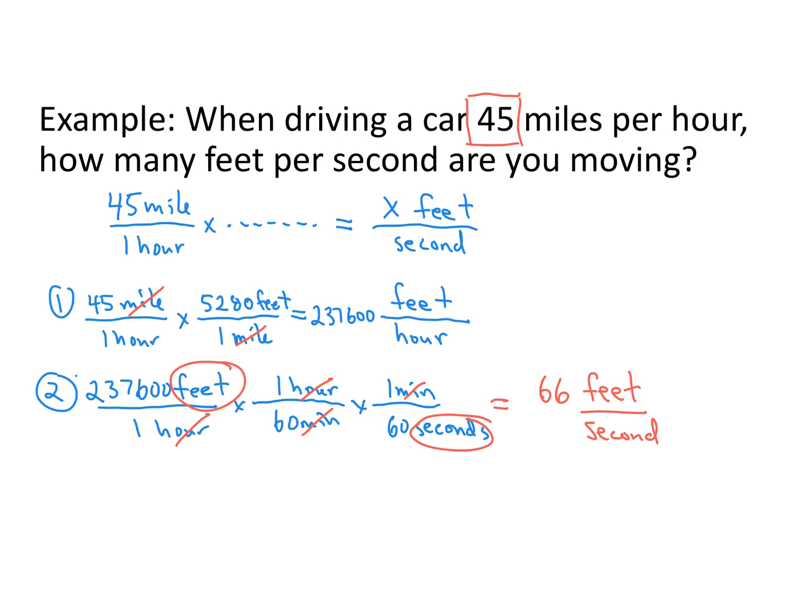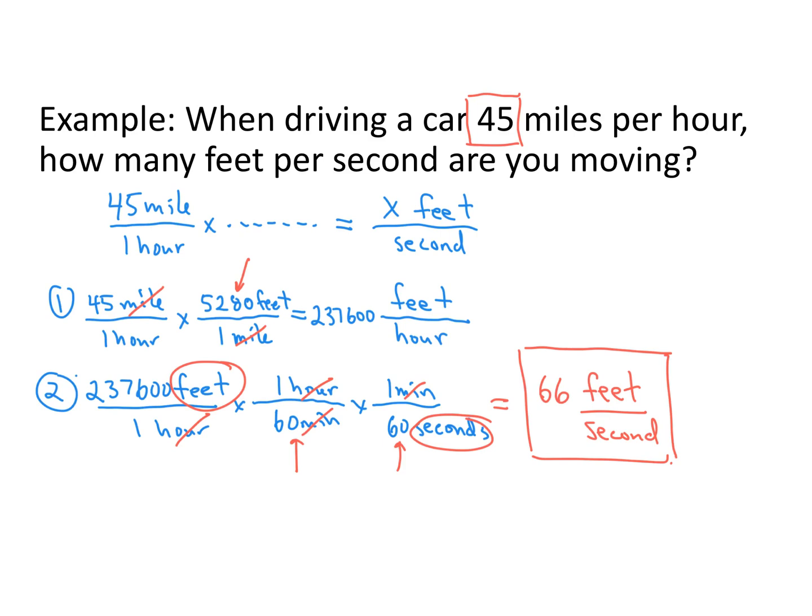So I should report the final answer, right? Multiplication and division: we want to report the answer to the number of significant figures of our least significant measurement. So 45 has 2 significant figures. I should report this answer to 2 significant figures. This is an exact number, so that has no influence on my significant figures, and these are exact numbers as well. An hour is exactly 60 minutes, and a minute is exactly 60 seconds.